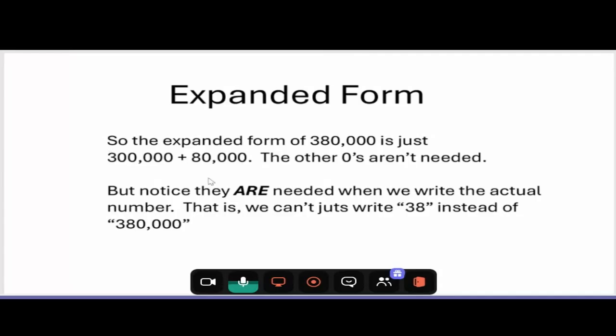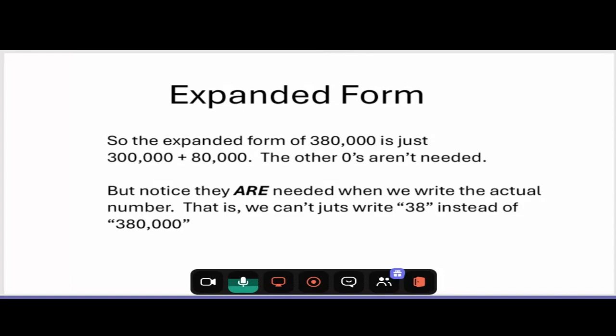That is 380,000. But when we write the number 380,000, we can't just write 38. We have to put those zeros down because 38 is not the same as 380,000. Those are different numbers. So the zeros are important. They need to be there, even though when you list them in expanded form, they don't actually add anything to the number. They are critical in telling people what number you're talking about.